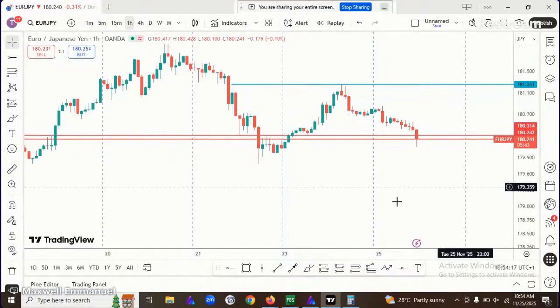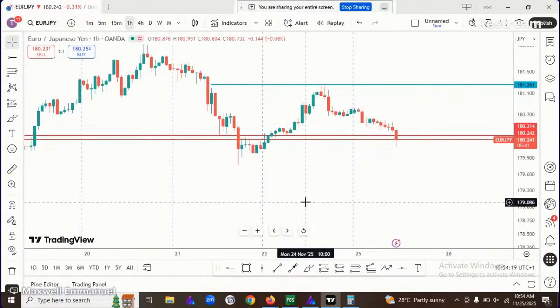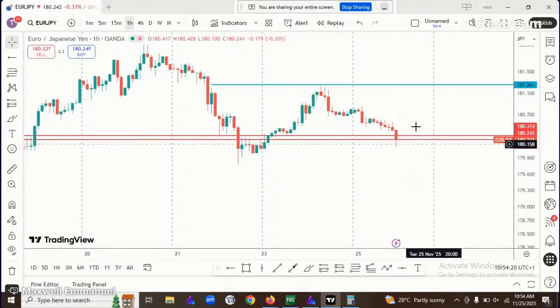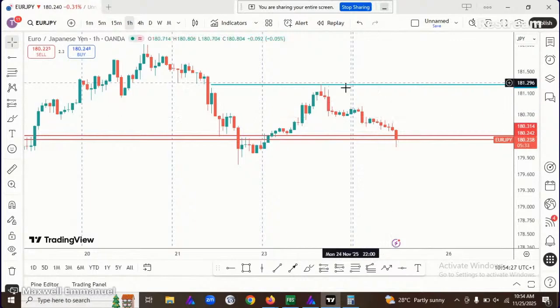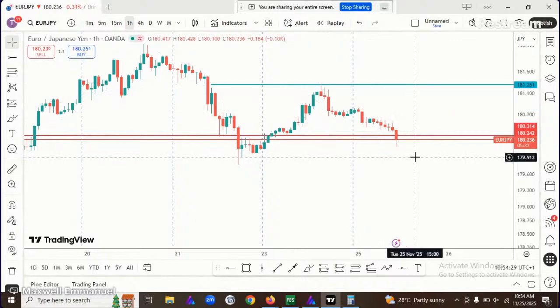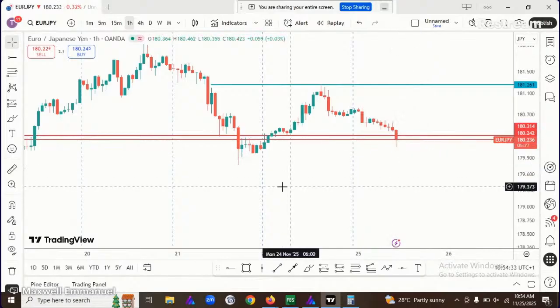That's it for Euro JPY. You cannot sell Euro JPY from the current market price. Price needs to pull back to a premium area. It should come fill this fair value gap before it wants to sell. So you cannot sell from this point. I hope that is clear.